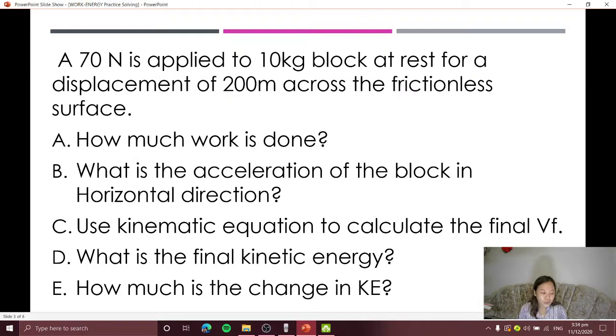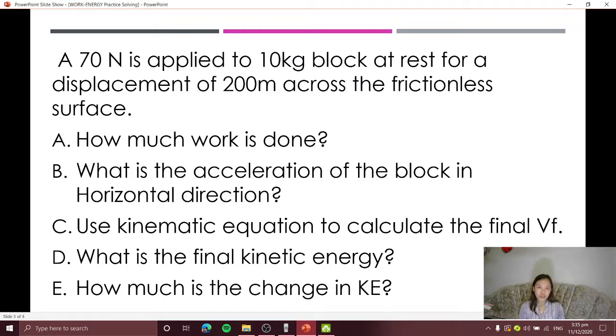A 70 Newton force is applied to a 10 kilogram block at rest for a displacement of 200 meters across a frictionless surface. Letter A, how much work is done? Next, what is the acceleration of the block in the horizontal direction? Letter C, use the kinematic equation to calculate the final velocity. Letter D, what is the final kinetic energy? And lastly, how much is the kinetic energy?